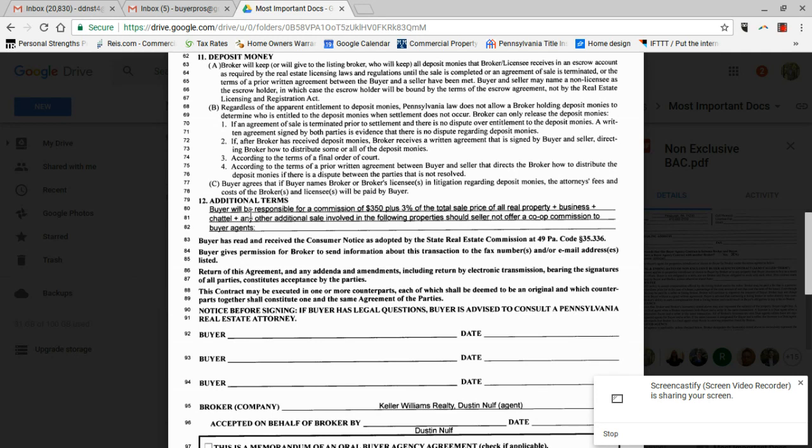Buyer will be responsible for a commission of $350 plus 3% of the total sale price of all real property, business, chattel, and any other sale involved in the following properties, should seller not offer a co-op commission to buyer's agent. And then you list the properties or the MLS numbers for the properties you're going to show. The way that's worded, it covers you for our minimum admin fee, it covers you for the 3% commission, and it covers you on a commercial deal also.